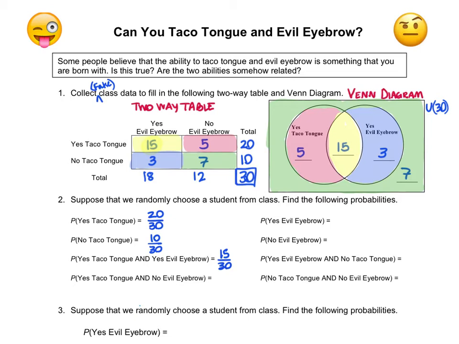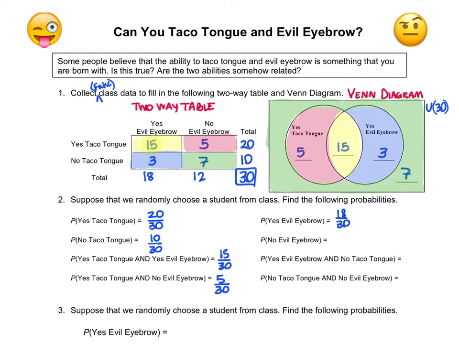The next one is they can do the taco tongue and not the evil eyebrow, and that's the red area that we see on the Venn diagram. So that's going to be 5 out of 30, or on the two-way table, the red area. The probability associated with being able to do yes evil eyebrow is the column total for evil eyebrow, which is 18, divided by the grand total of 30.